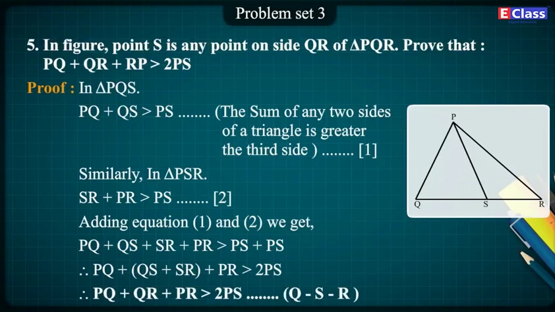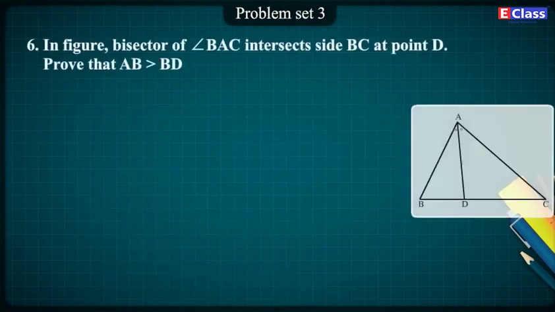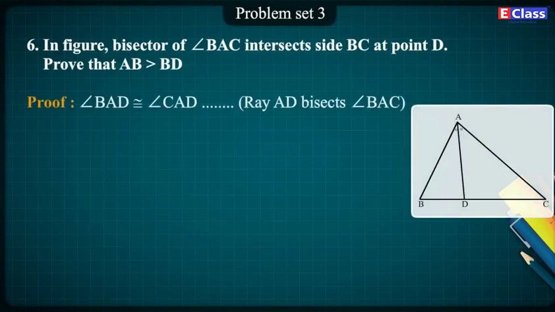Question number 6. In figure, bisector of angle BAC intersects side BC at point D. Prove that AB is greater than BD. Proof. Angle BAD is congruent to angle CAD, as ray AD bisects angle BAC. Angle BAD is equal to angle CAD. Let us mark it as equation 1.